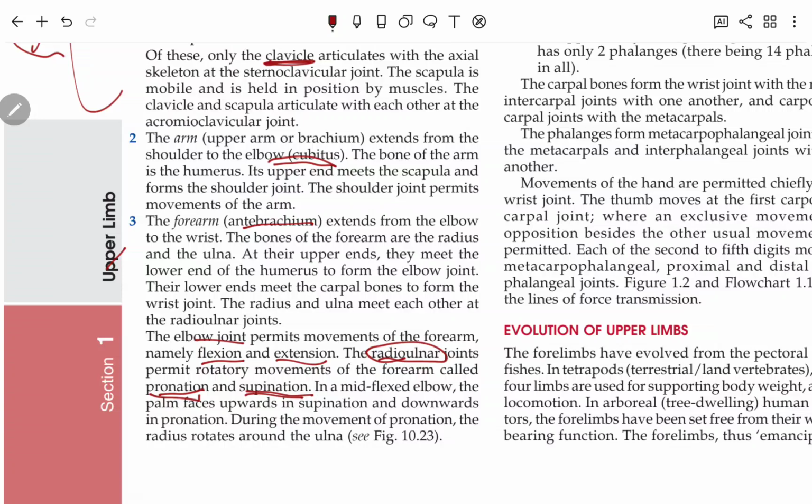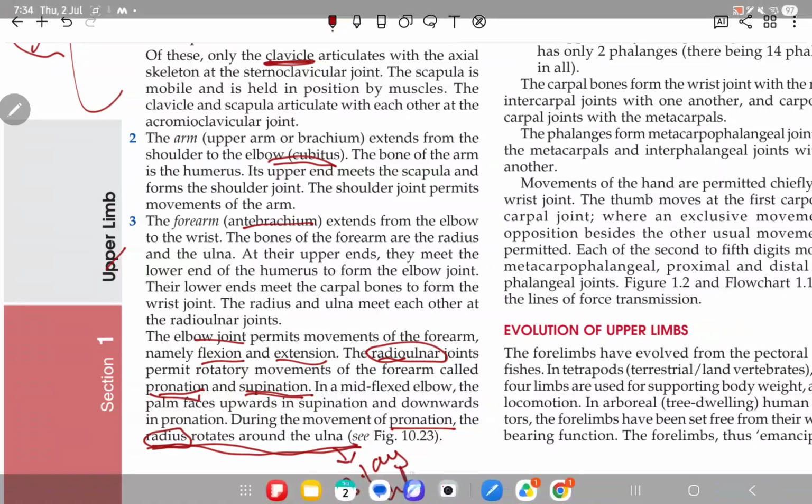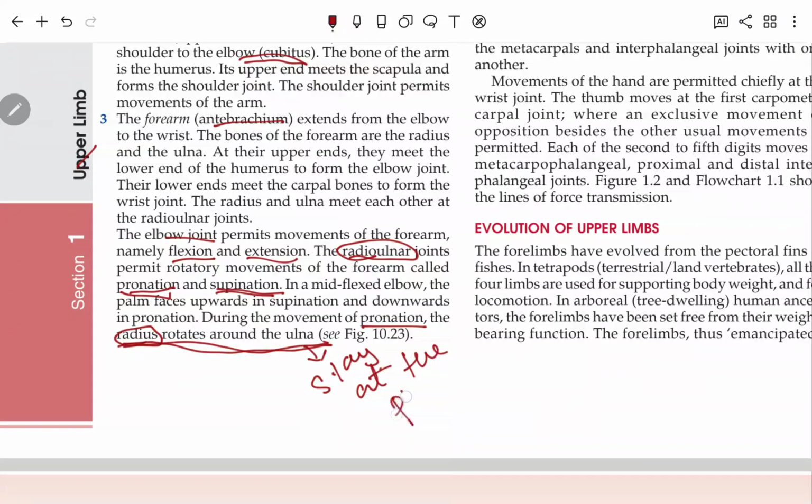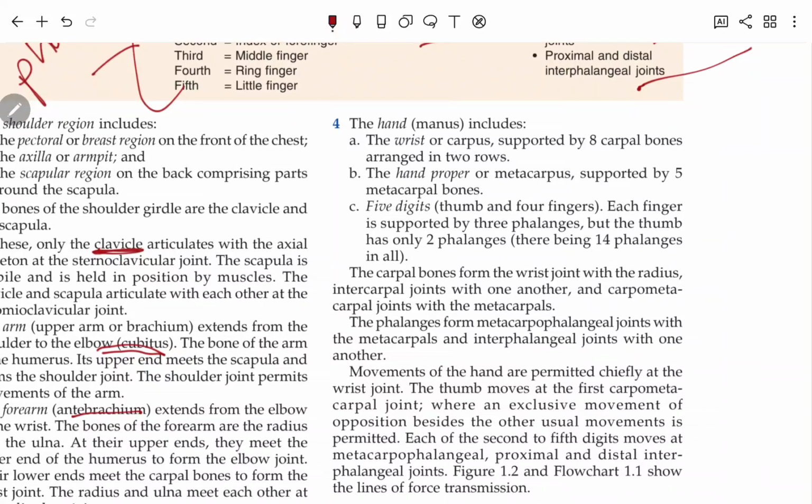During the movement of pronation, the radius rotates around the ulna. During pronation, radius rotates. Ulna stays at the place. No movement. Okay, so yeah. Next we go to hand.